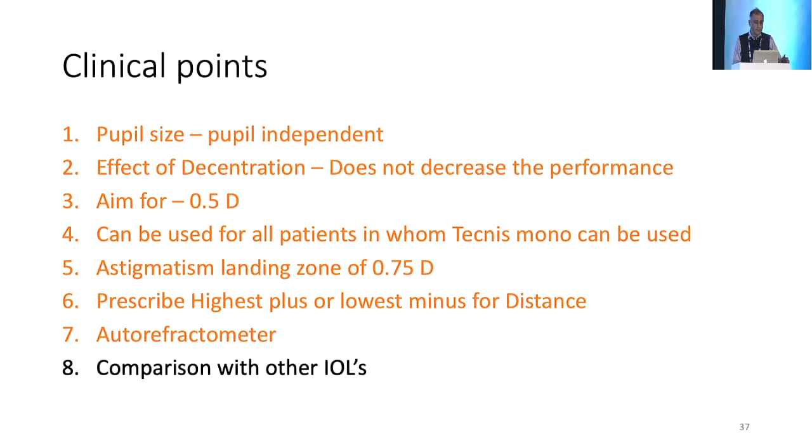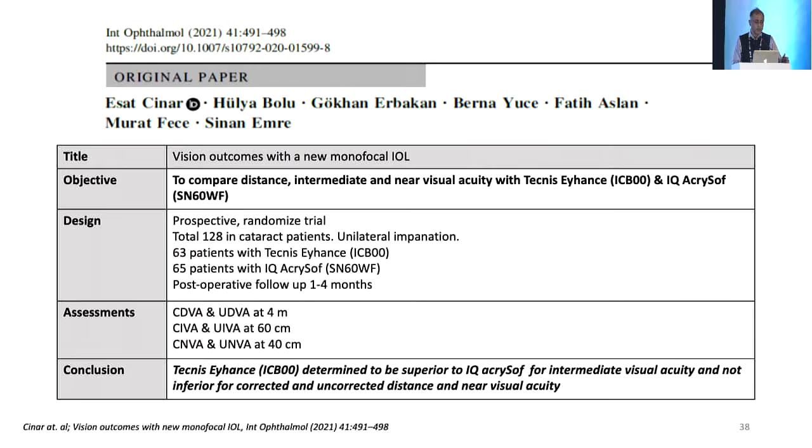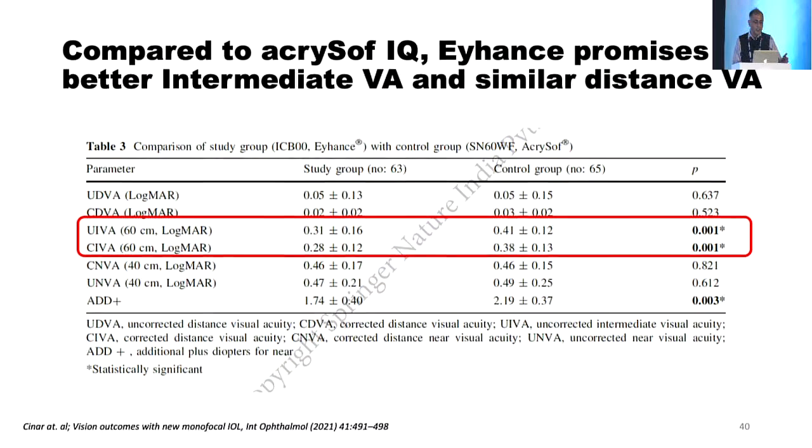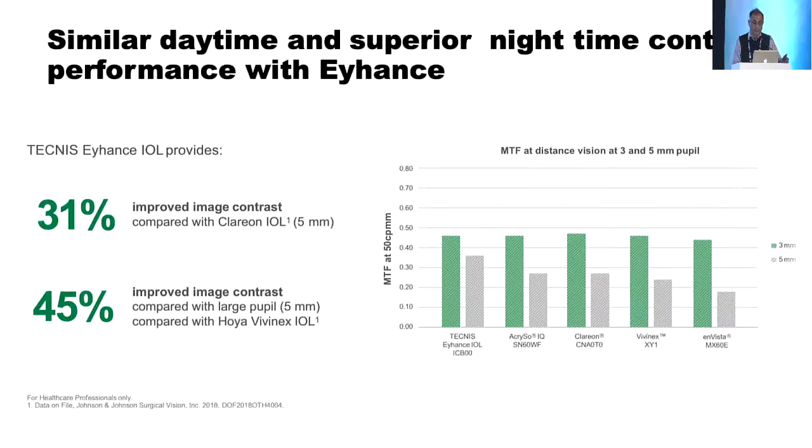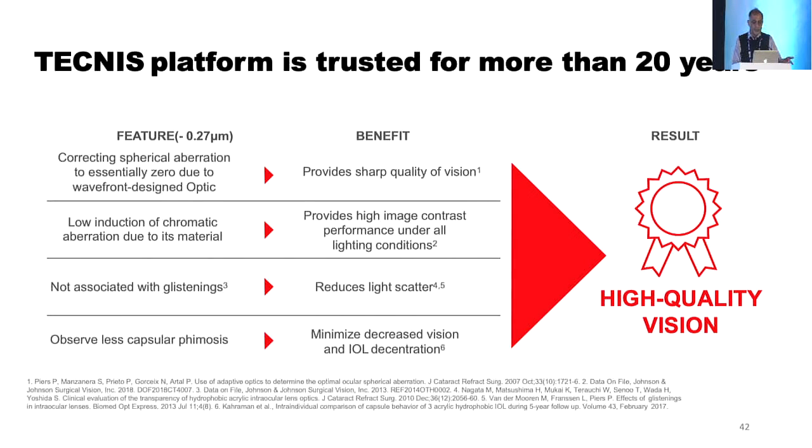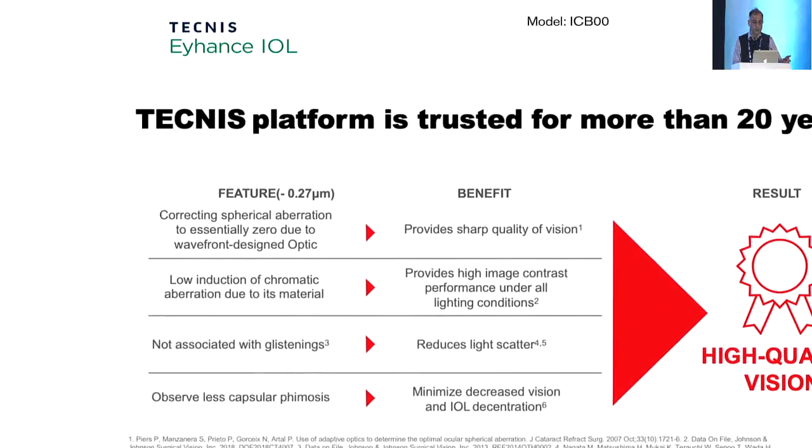So, how does it compare with other intraocular lenses? There were studies comparing it with the Acrysof IQ, and they found better intermediate vision with Tecnis Eyehance compared to the Acrysof IQ, while maintaining similar distance visual acuity. They also found that nighttime contrast was better compared to its competitors. It is based on the same Tecnis platform with a spherical aberration of around minus 0.27. There is no glistening, and it has a high Abbe number of around 55.